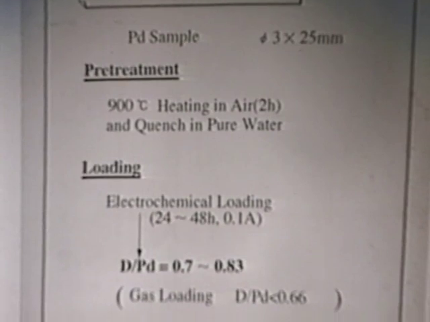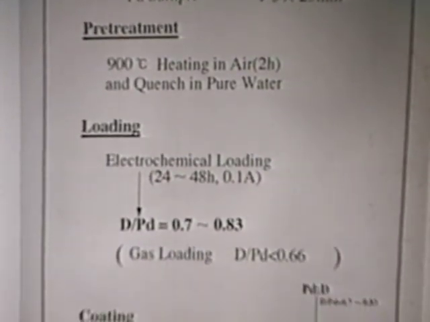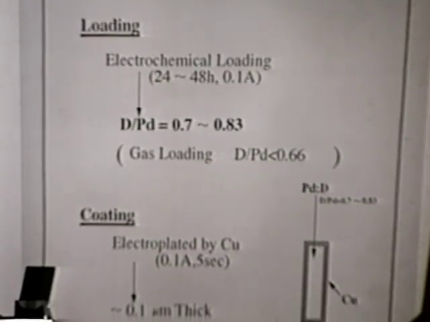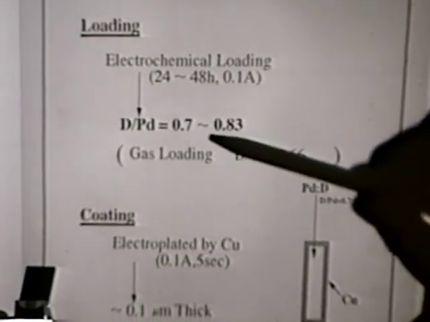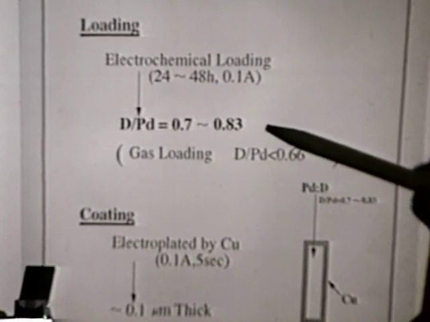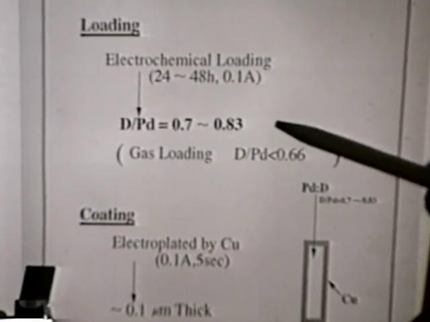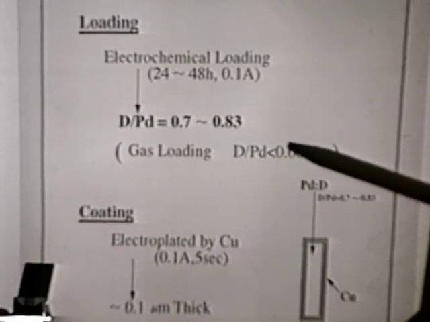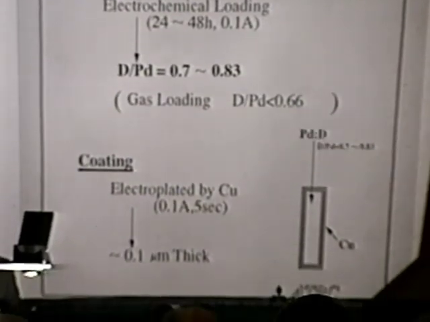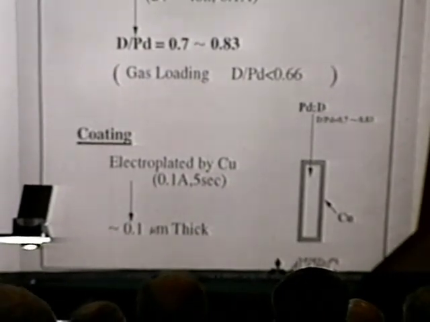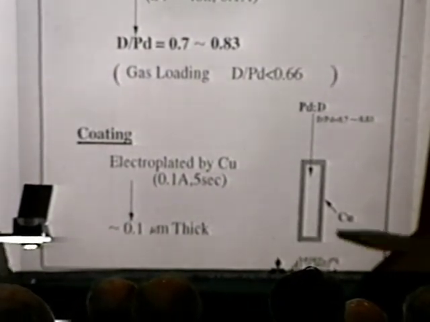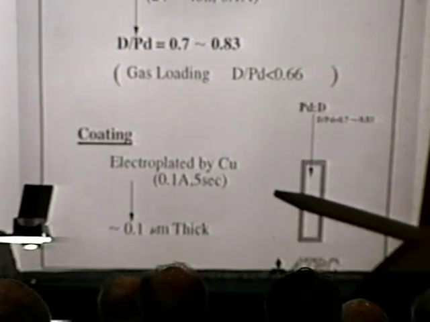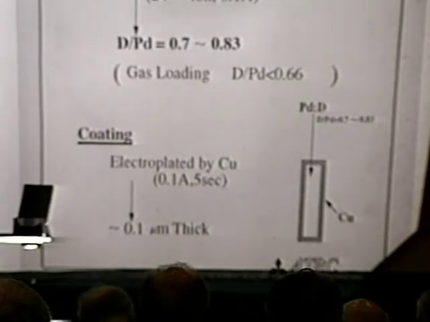The electrochemical method is applied to deuterium loading into palladium. Usually, D/Pd ratios ranging from 0.7 to 0.83 are obtained. Of course, it is higher than the D/Pd ratio by gas loading. Next, the sample is electroplated with copper so that the deuterium atoms in palladium do not escape.